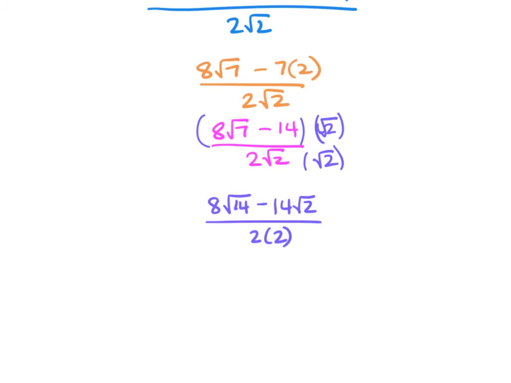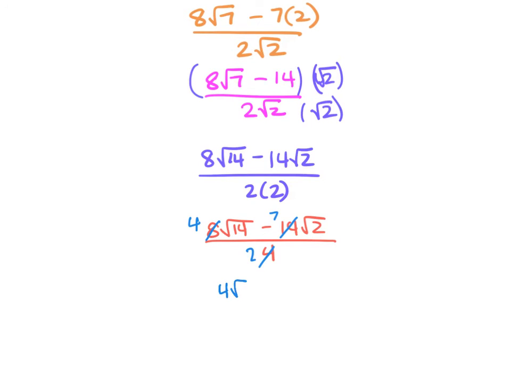From here, I'm going to have 8 square root 14 minus 14 square root 2 all over 4. I simplify the 8, the 14, and the 4 because they're all divisible by 2 to give me 4, negative 7, and 2. So this is 4 square root 14 minus 7 square root 2 all over 2.